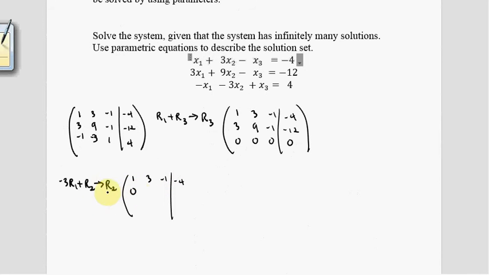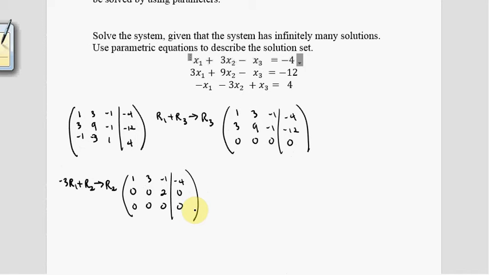So this is a 0 here. So negative 3 times 3 is negative 9, plus 9 is 0. Then I get negative 3 times negative 1 is 3, minus 1. We get a 2. And then here we get 12 minus 12, 0. This is 0, 0, 0, and 0. Well, I think we can stop there.